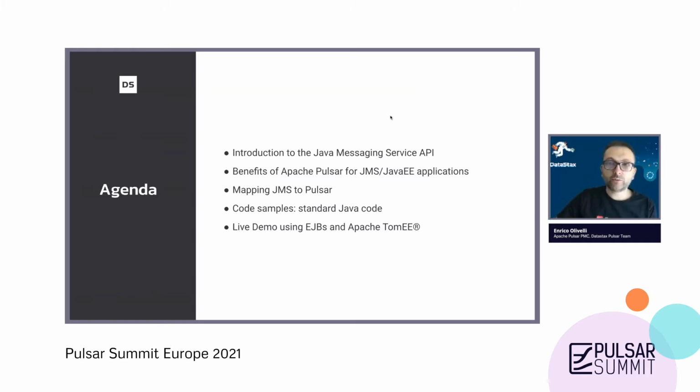We will see how to map Pulsar with the JMS model. We will see some code examples of Java code with the JMS API, and we will have a live demo using Apache TomEE and Enterprise Java Beans.